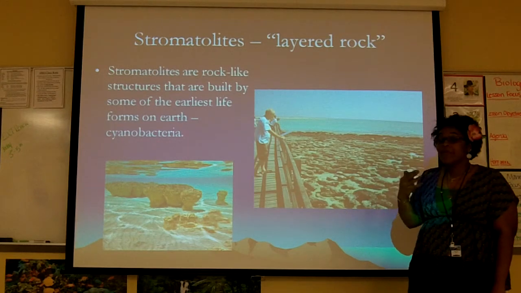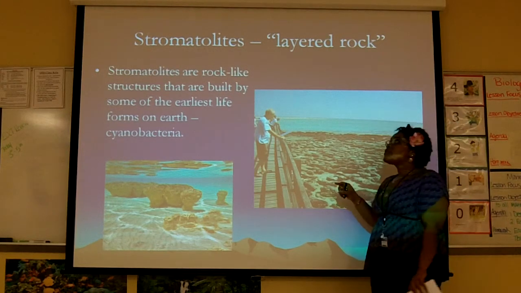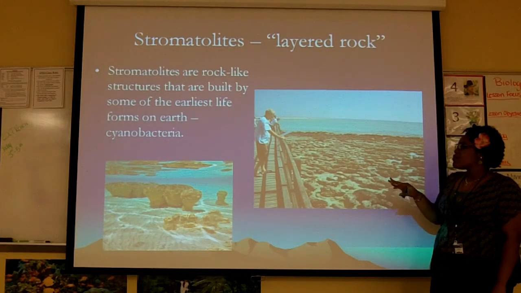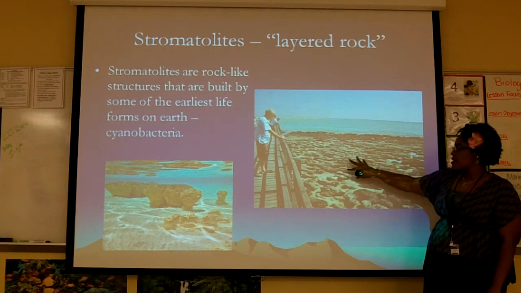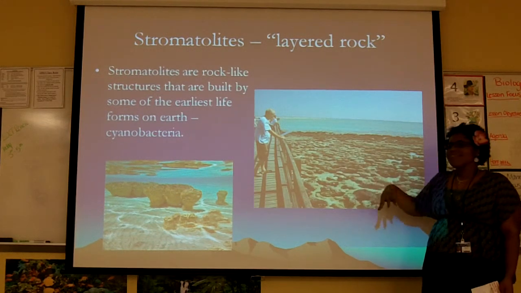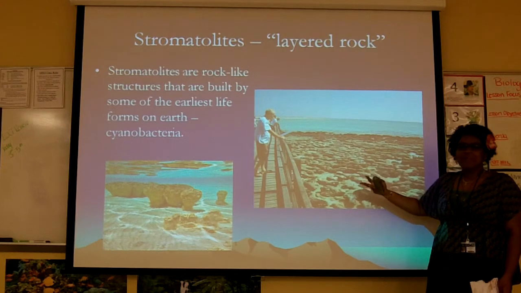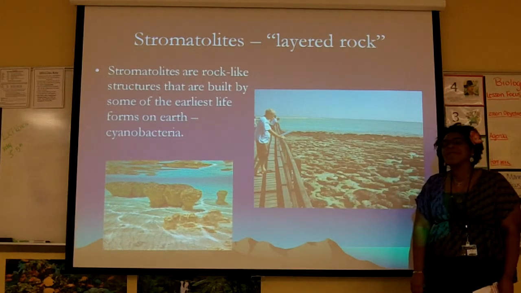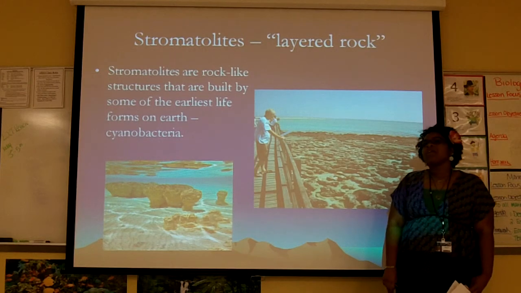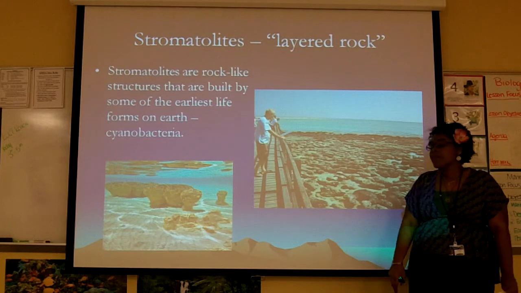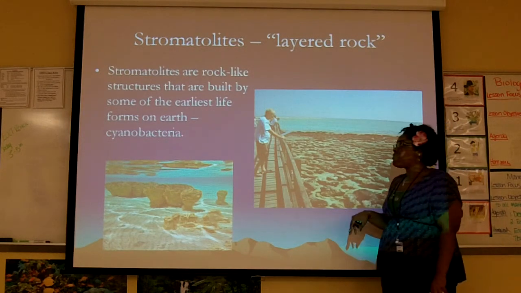Well, I'm going to talk about today. The first one being stromatolites, which is layered rock. Stromatolites are these rock-like formations. Like as you can see here, there's a sea of stromatolites in the sea. But anyway, these are rock-like structures that are formed by cyanobacteria, which are considered the first life forms on Earth. And we'll get into that in one of our future lectures.